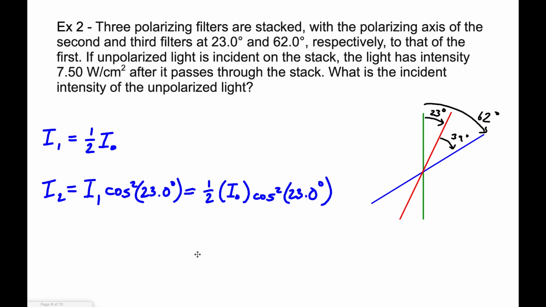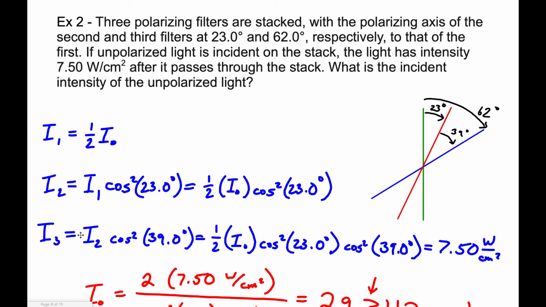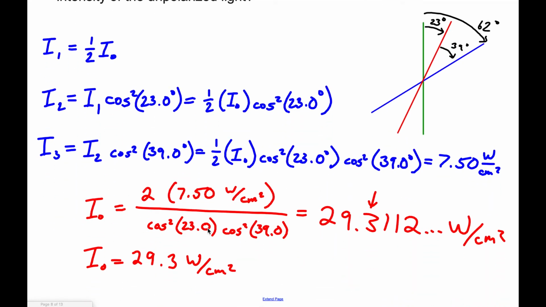Now we just do the same thing for the other filter. The intensity passing through the other filter is I2 times cos squared of 39, the angle between the second and third filter. Plugging all of these things in together, we know this is equal to 7.5 watts per centimeter squared because that's the intensity leaving our stack of filters. Rearranging for I0, plugging in some numbers that were given, we get an original intensity of 29.3 watts per centimeter squared.